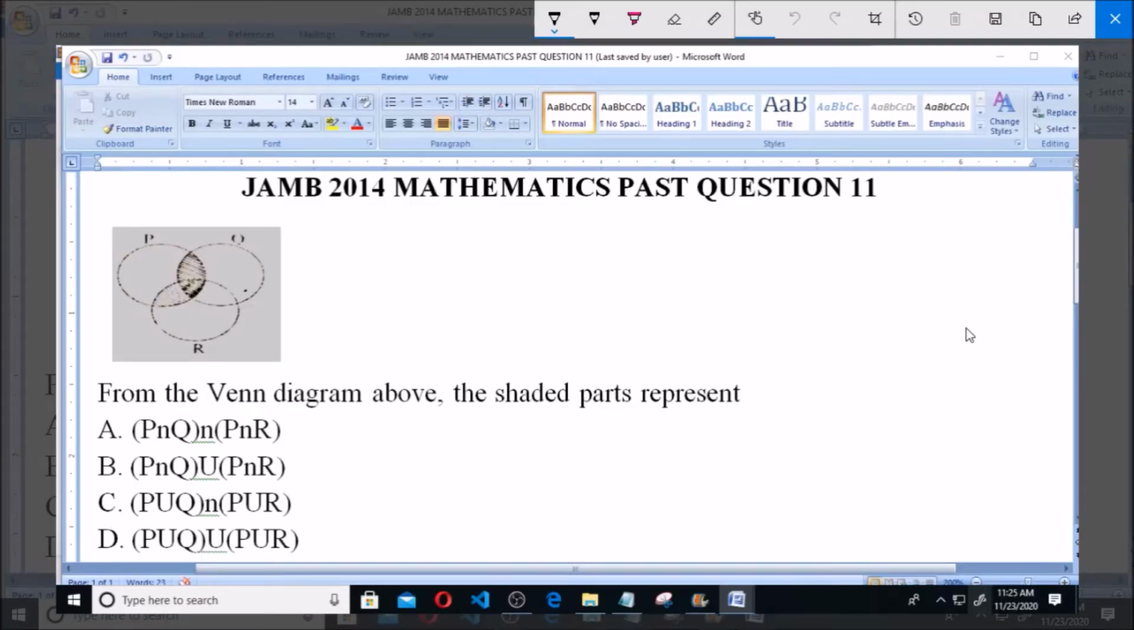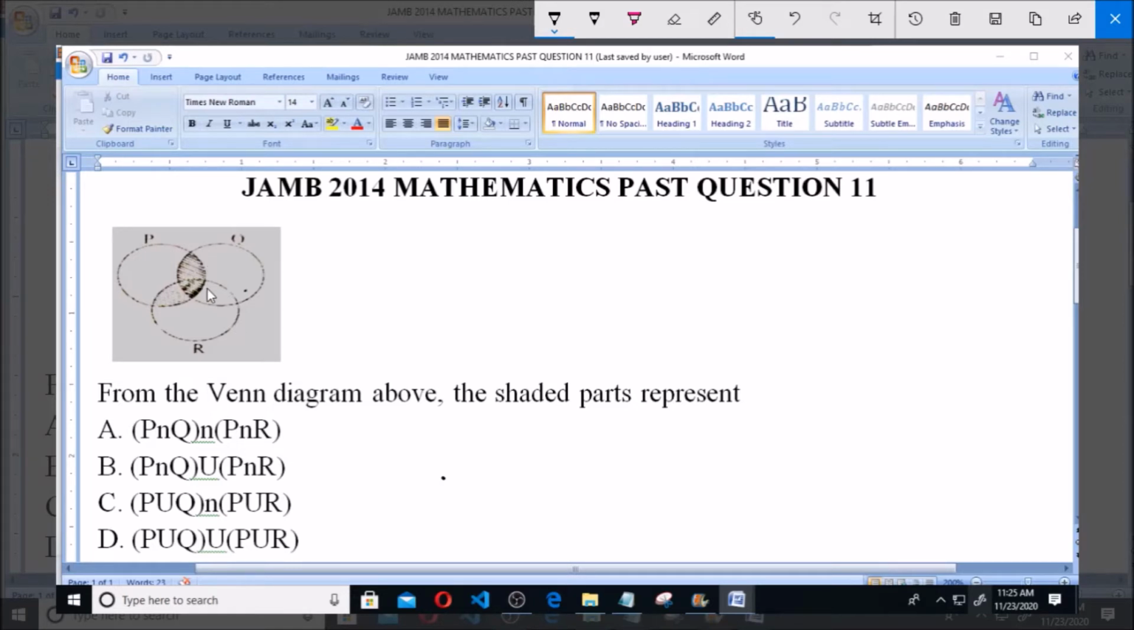I will be answering JAMB 2014 Mathematics Past Question 11. From the Venn diagram above, the shaded parts represent... Now looking at these shaded parts of this Venn diagram, look at the Venn diagram above. Now from this Venn diagram, we have the subset P, subset Q and subset R.